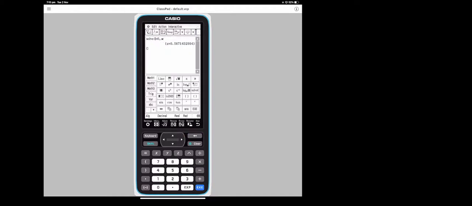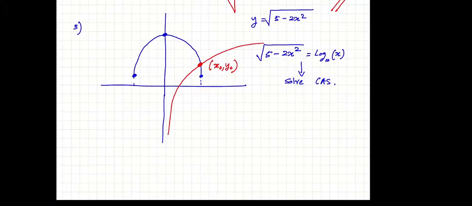Okay, so that was what? Square root of 5 minus 2x squared, then minus log 10x, right? Okay. Yeah. 1.57, right? So x0 value is 1.57.